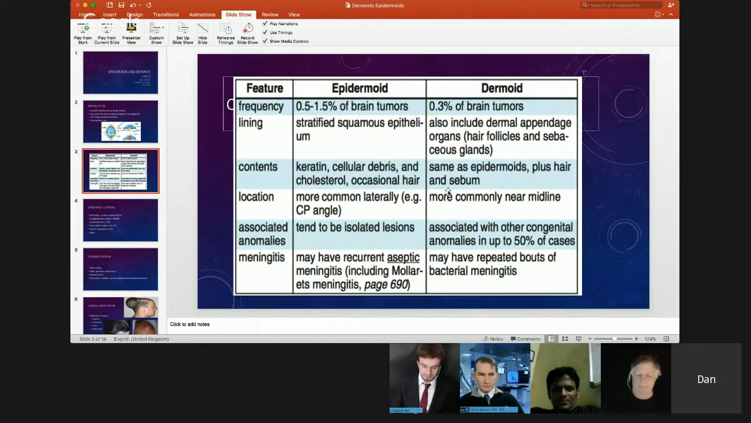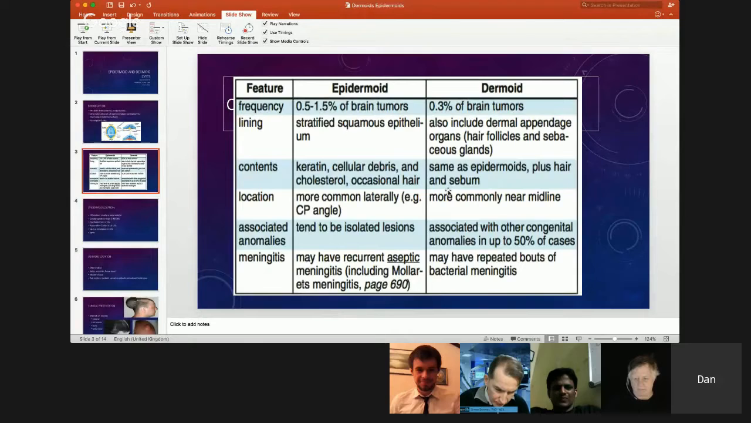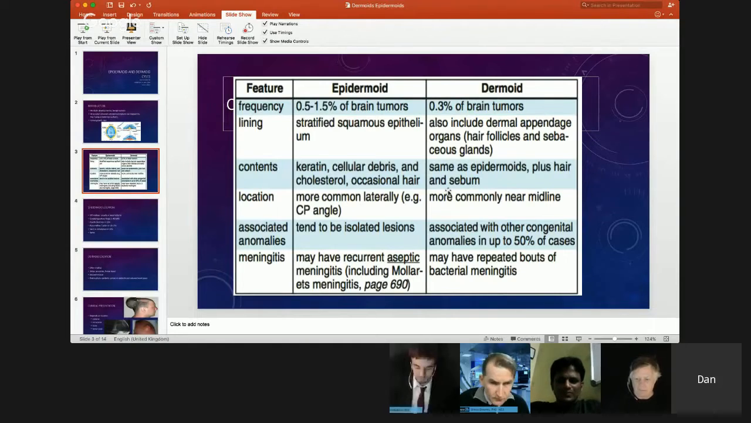In terms of lining of these tumors, the linings of epidermoids are usually stratified squamous epithelium, as opposed to dermoid cells that usually include other dermal appendages and may include things like hair follicles and sebaceous glands. The products of these two lesions are slightly different, with the epidermoids having more keratin, more cellular debris, more cholesterol, and occasionally, very rarely, some hair. But hair and sebum is more common in the dermoids because they come from that mesenchymal origin.